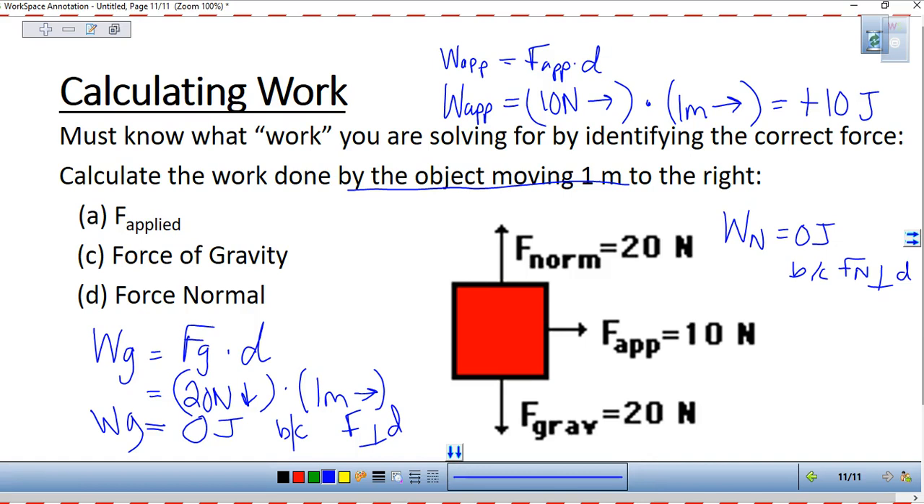Now, just because the example is not here and I just want to do it, I'm going to add in another force. Force of friction. Let's call it 7 newtons right now. I'm going to throw that in there. Because if we have friction, the work done by friction, friction's going to be going left. The distance is going to be right. What is that going to apply?